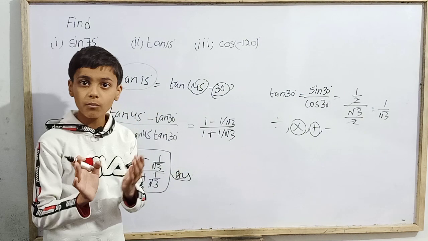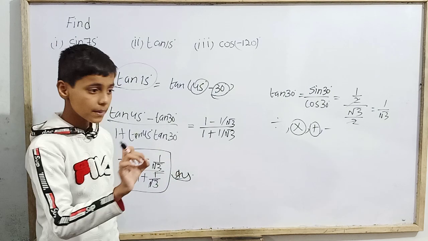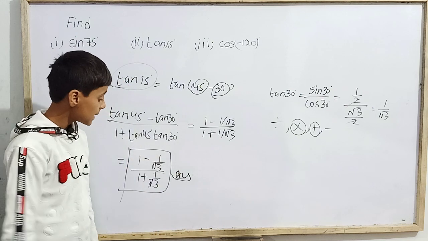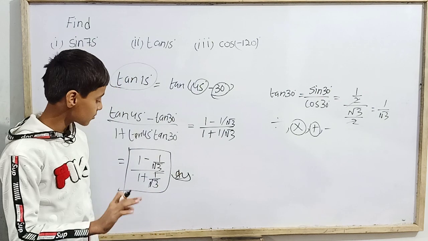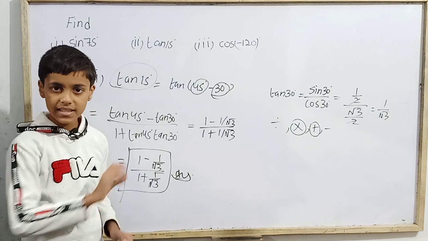It means if we want to solve tan of 15 degree, since it becomes a little more complex, but still if we want to solve it, this is the answer we will get, that is 1 minus 1 by root 3 divided by 1 plus 1 by root 3. So this is the answer for the second.